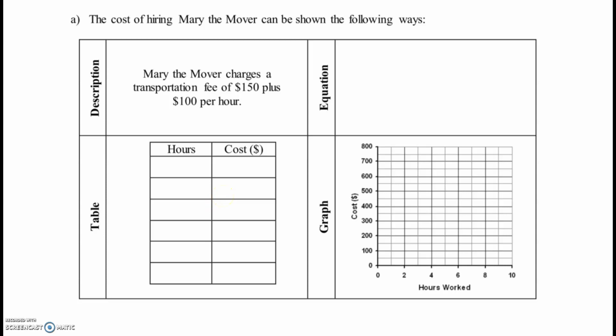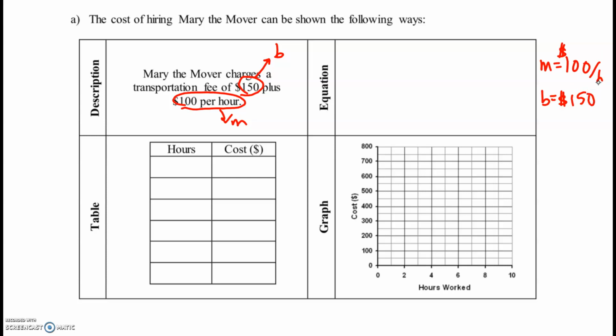So let's start by reading. Mary the mover charges a transportation fee of $150 and then $100 per hour. So we know to write an equation, we need 2 things. We need the M and we need the B. So in this situation, I know that the $150, that transportation fee, she pays 1 time. So that's my B. The $100 per hour, we're going to keep paying. So that is our rate. That's our M. So we know it's 100 for our M. That's dollars per hour. And I know that it is $150 transportation fee. Okay, now I'm ready to write my equation.